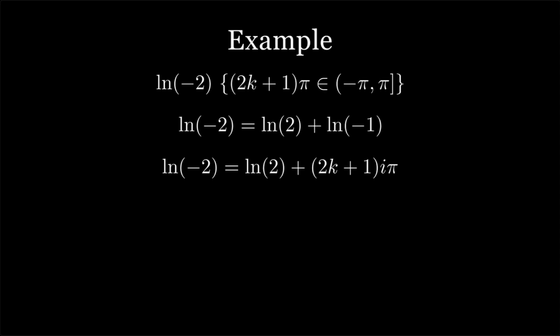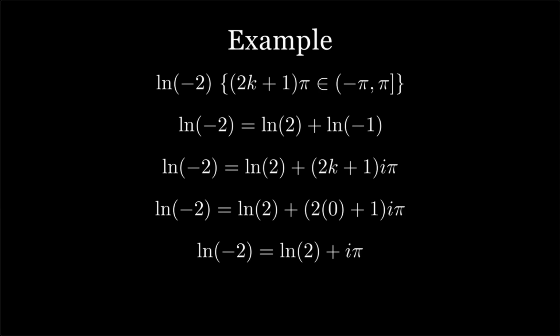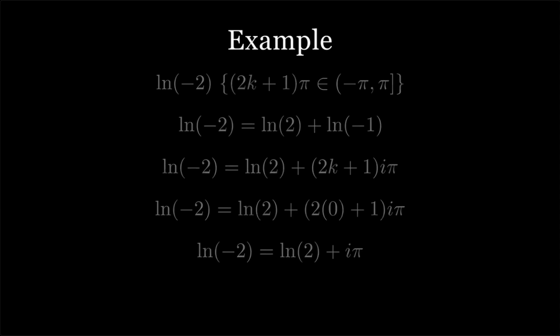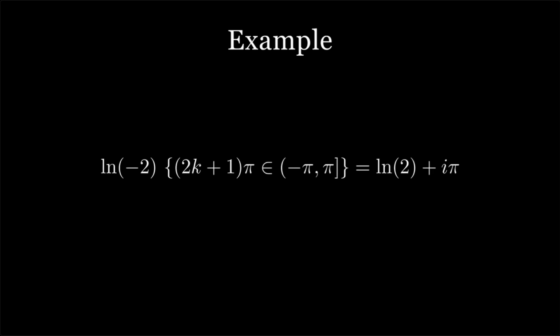So let's substitute that in, and we get the natural log of -2 is equal to the natural log of 2 plus 2 times 0 plus 1 times i pi, which simplifies to the natural log of -2 is equal to the natural log of 2 plus i pi. Well, there, we did it. The natural log of -2, for where 2k plus 1 times pi is in the interval -pi to pi, is equal to the natural log of 2 plus i pi.